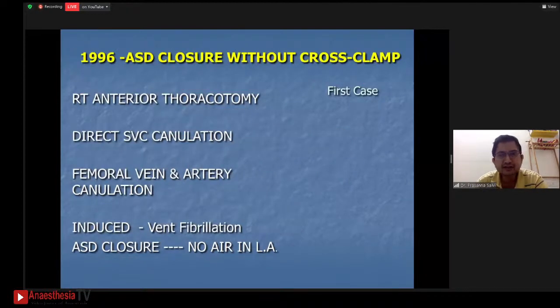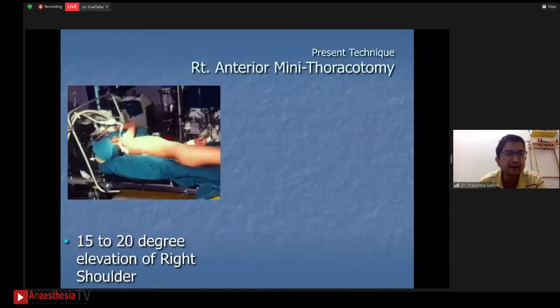So it was the first case before I joined him in 2006, but he started operating in 2009. The first case was an ASD closure, which was done through a right anterior thoracotomy, with a direct SVC cannulation and a femoral vein and artery cannulation. Ventricular fibrillation was induced and ASD closure was done, taking care that there was no entrapment of air in the left atrium.